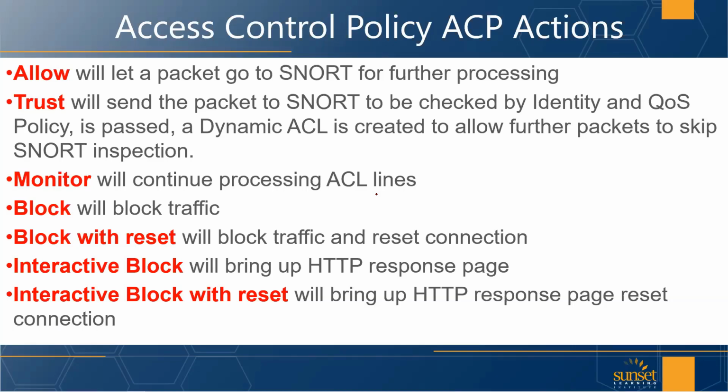There are 7 actions that we can do with our traffic. We can allow it, and that's going to allow it to go to SNORT for further processing. We can trust it. Trust gets people confused, but what happens in trust is you do send it through SNORT, and it looks at the identity policy, which we're going to talk about in a minute, and the QoS policy. Once those are passed, it pushes a dynamic ACL that it creates down to the layer 3, layer 4 ACL that says you can skip further SNORT inspection.